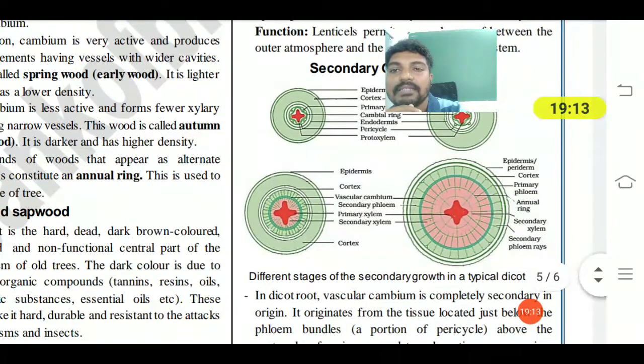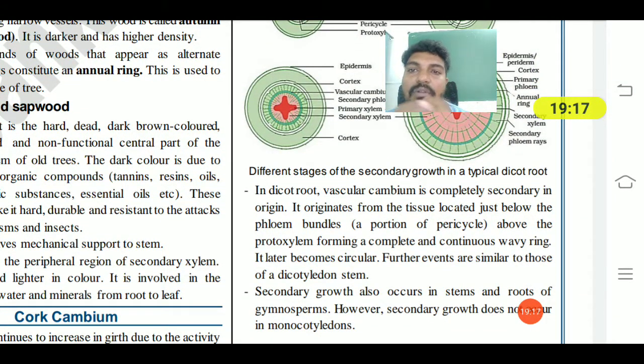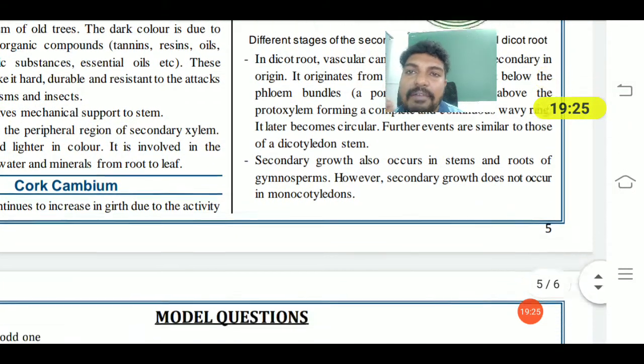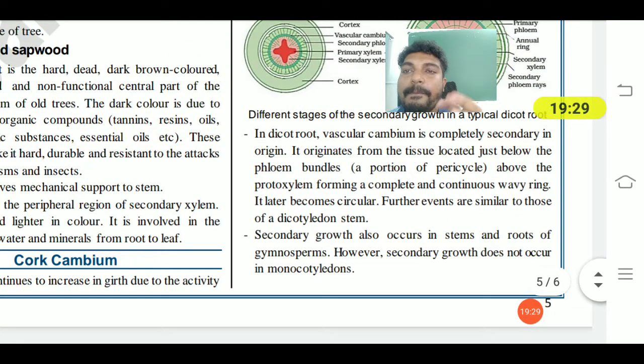And secondary growth in roots occurs in a dicot root, in the same way as secondary growth in the stem. Even gymnosperms also have secondary growth. But a monocot root or stem does not show any kind of secondary growth. There is no secondary growth at all.